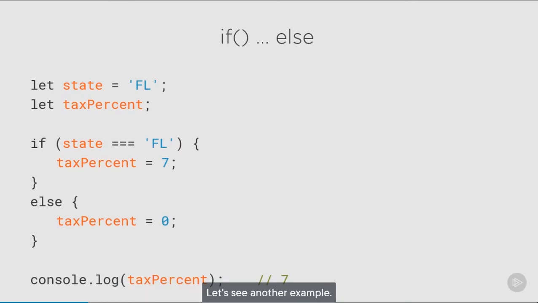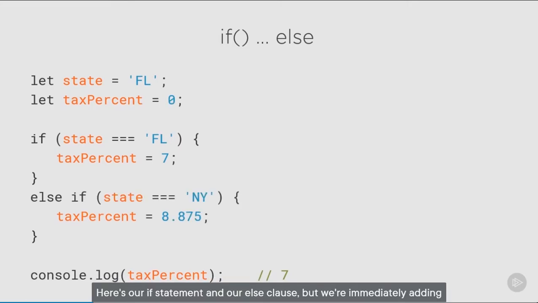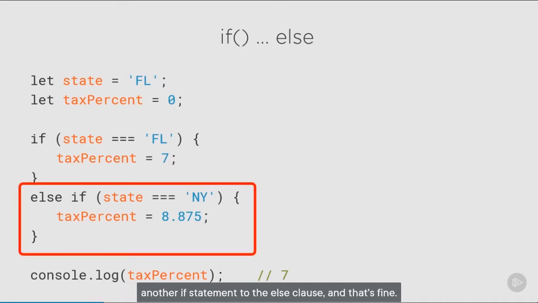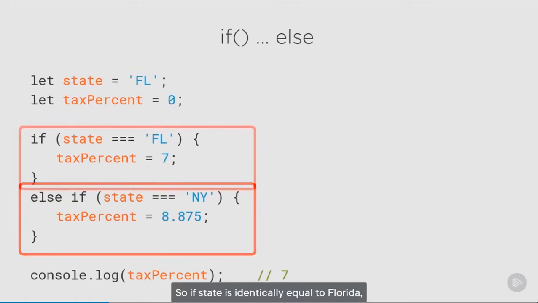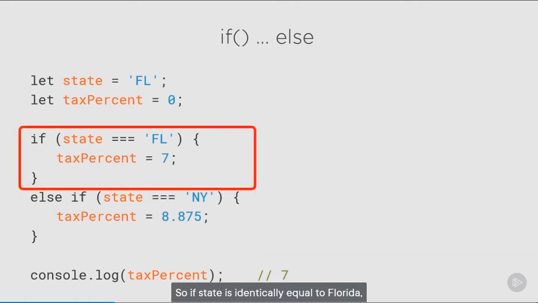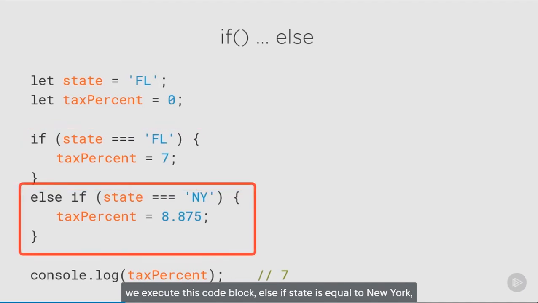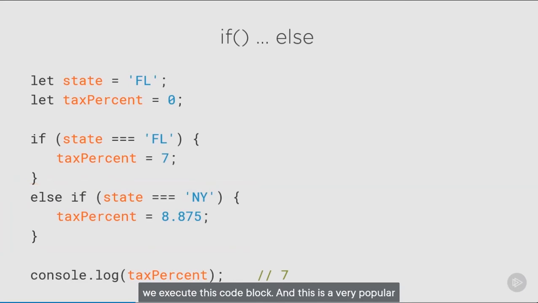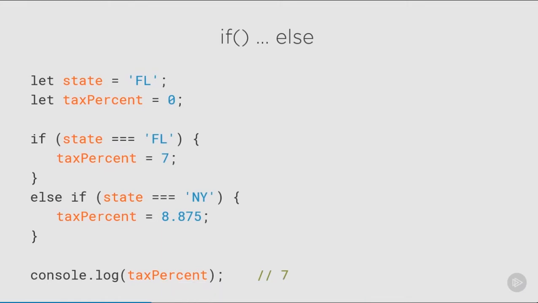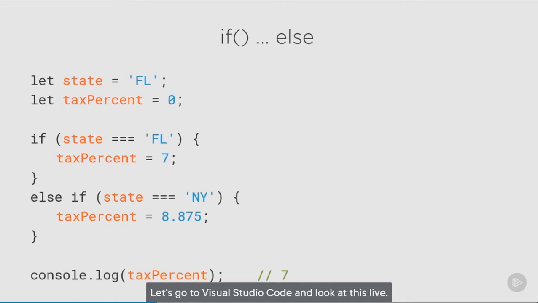Let's see another example. Here's our if statement and our else clause, but we're immediately adding another if statement to the else clause, and that's fine. So if state is identically equal to Florida, we execute this code block. Else, if state is equal to New York, we execute this code block. And this is a very popular construct in JavaScript, to have an if statement and one or more else if statements following that. Let's go to Visual Studio Code and look at this live.